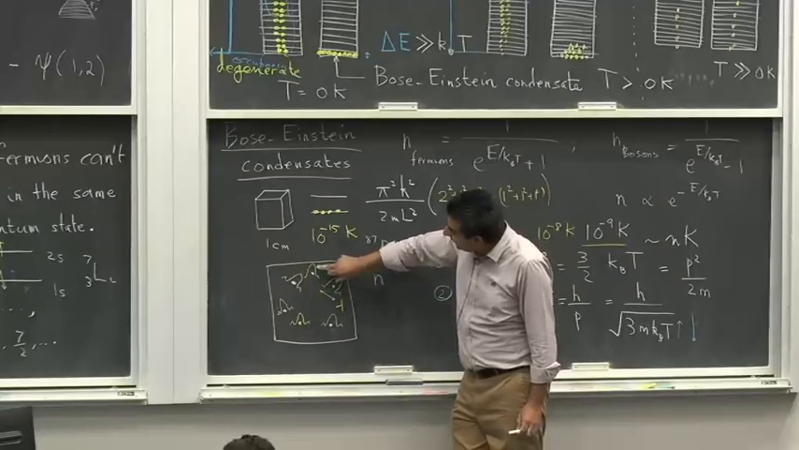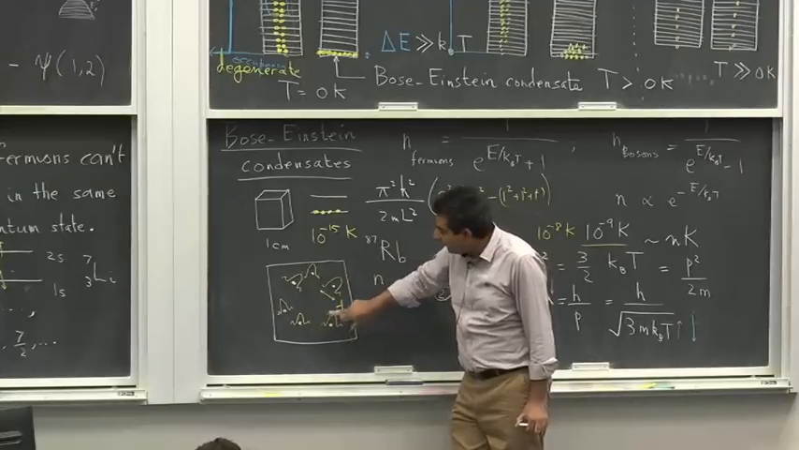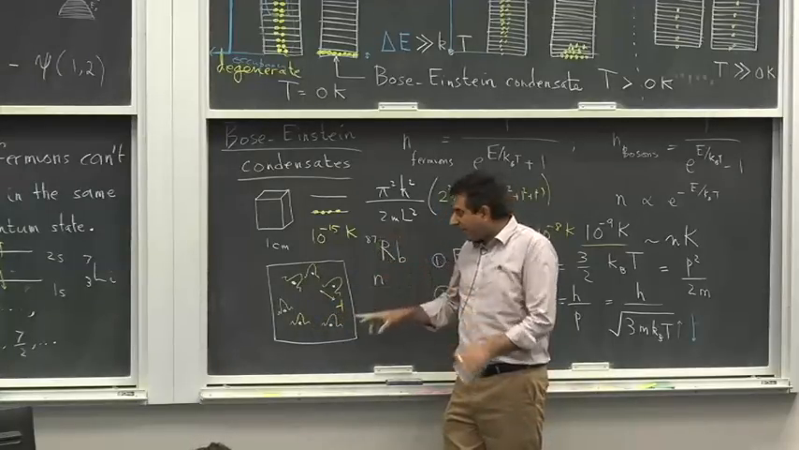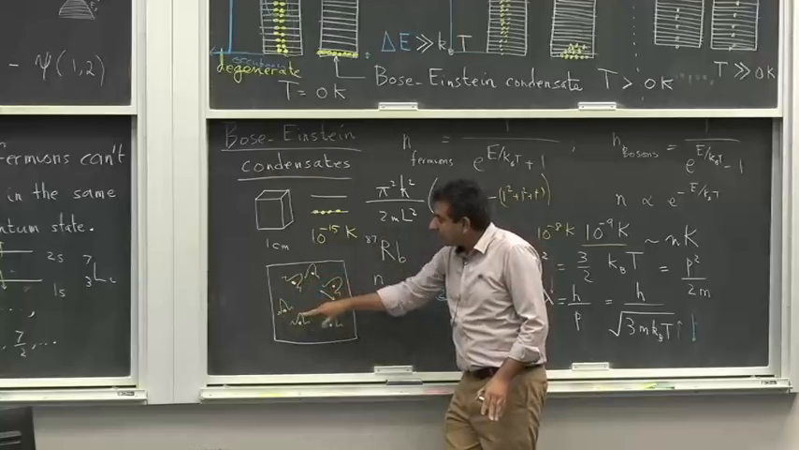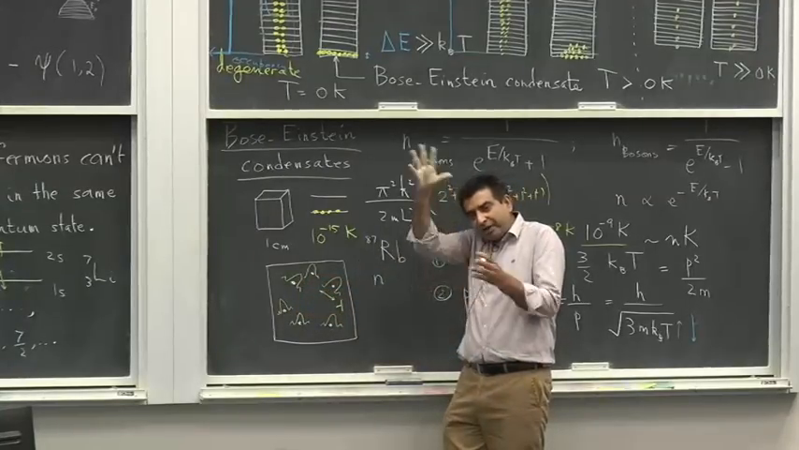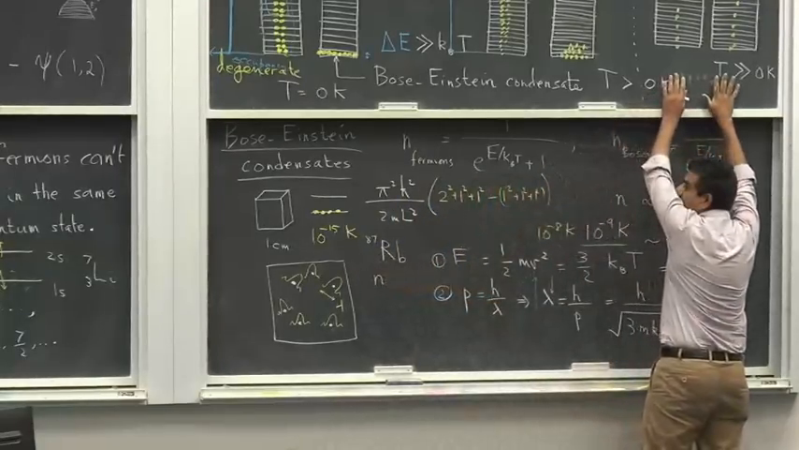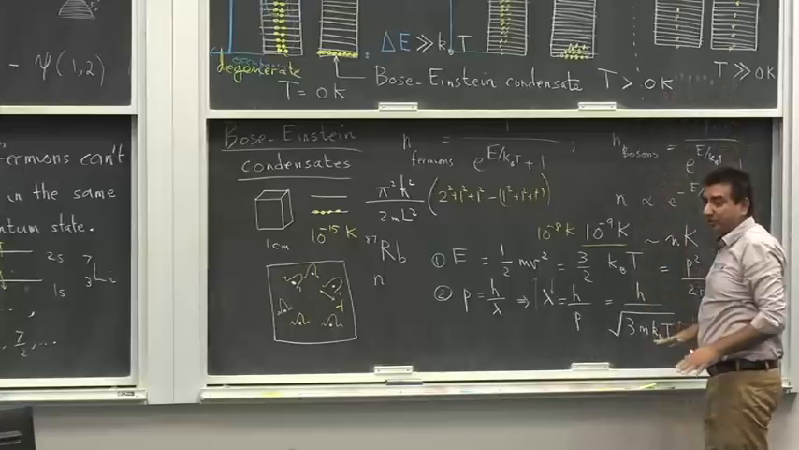So there is no chance of overlap between the wave packets of the different atoms, and these wave packets remain non-overlapping. I have non-interacting atoms. Their wave packets are separate. So I have a non-interacting gas, like a classical gas, and I have this situation. I do not have a Bose-Einstein condensate.